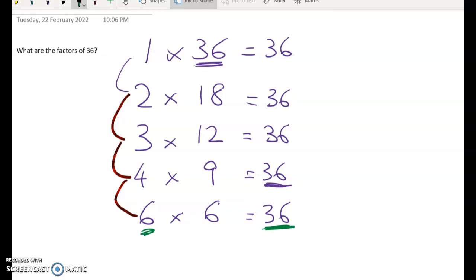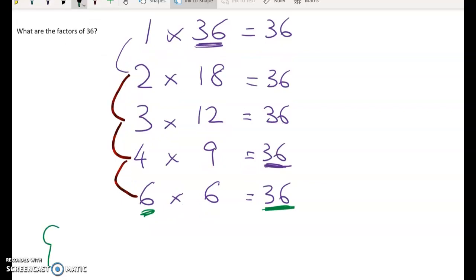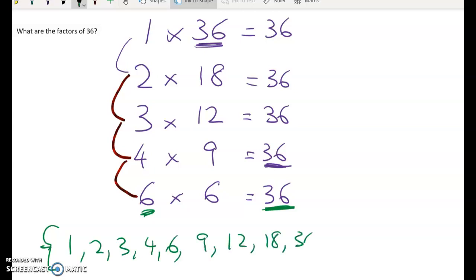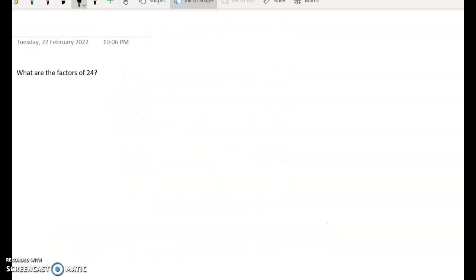Okay, so now let's list out the factors of 36. We've got 1, 2, 3, 4, 6, 9, 12, 18, and 36. Right, now you try the factors of 24. Use the dots if you have to, but for most of you, you'll just use your basic facts knowledge.